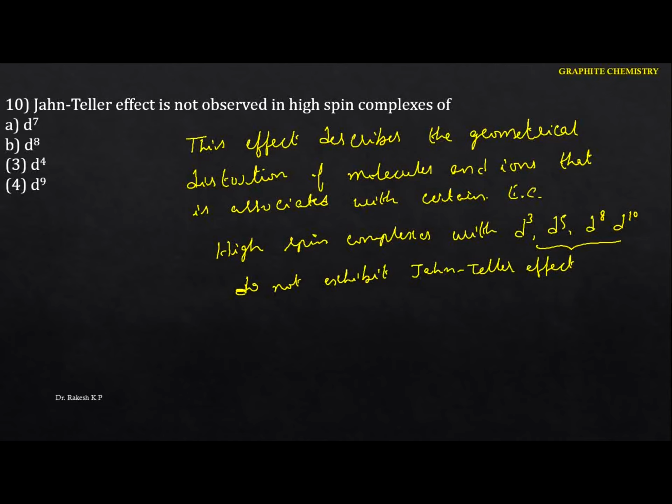So this explains the geometrical distortion of the molecules and ions that is associated with a certain electronic configuration, not for all. You have to remember this one here. Now you have to identify which one is the option. The option is B. Okay, next one.